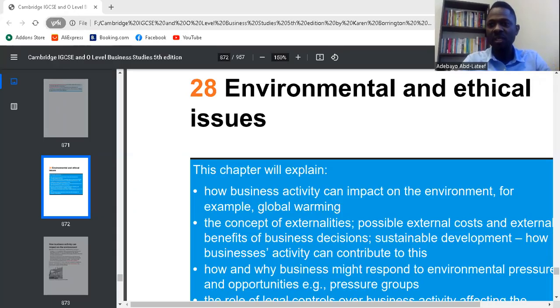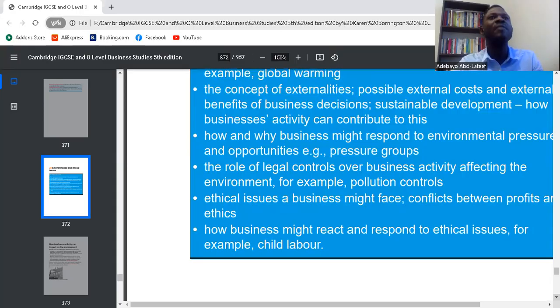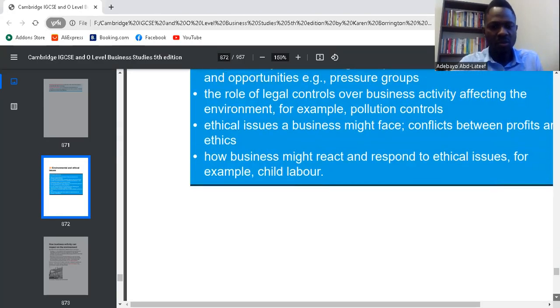We go to chapter 28, environmental and ethical issues. So when we talk about environmental and ethical issues, we're talking about human relationship with the environment and human business relationship with the environment. That's what we're talking about, the moral aspect of it. So let's just go down and see what they got.